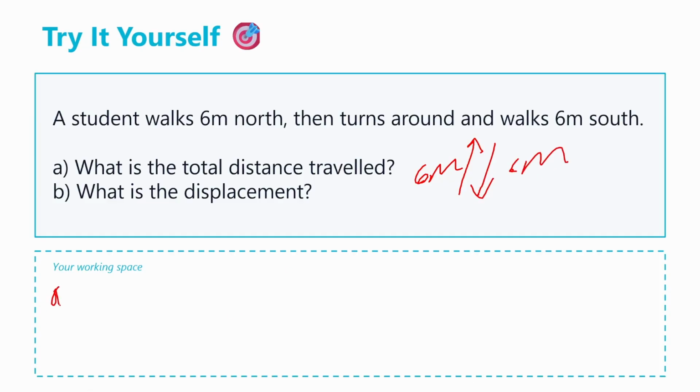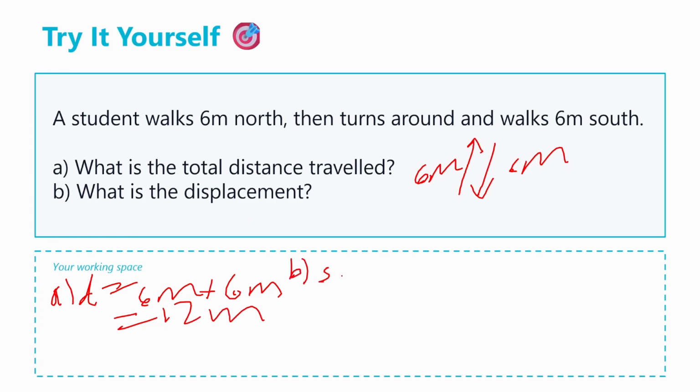A, we're going to solve part A first, the distance. So distance, well, first they walk 6 meters and then they walk 6 meters south. Now I don't care about direction, distance is a scalar. 6 meters plus 6 meters, 12 meters. Now what's the displacement? Well, this is where it gets interesting.